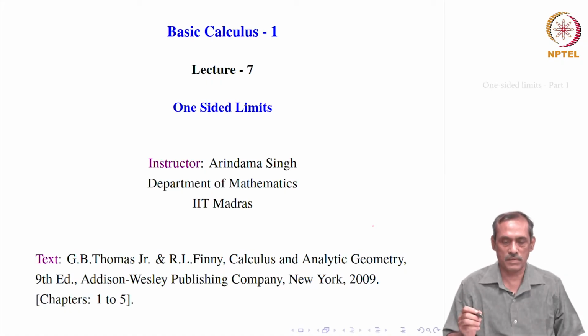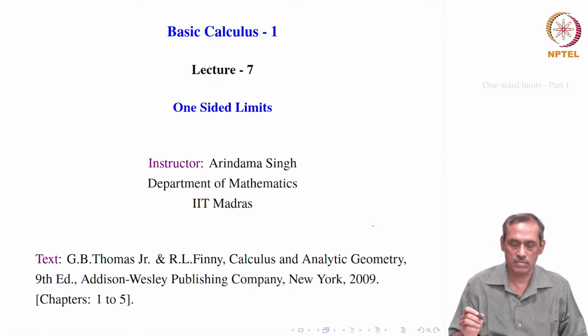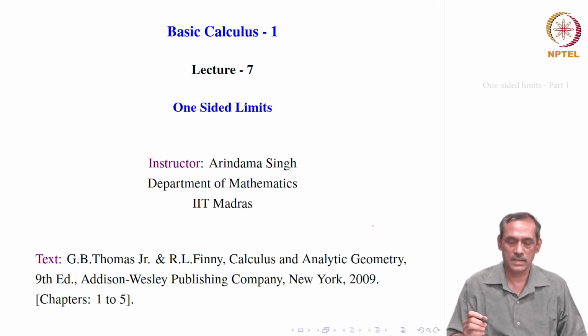So, this is lecture 7 of basic calculus 1. In the last lecture, we had taken some examples from limits, and now we will consider one sided limits. You will see how it is different, but not much different, it is the same process. However, it depends on the function where it is defined.